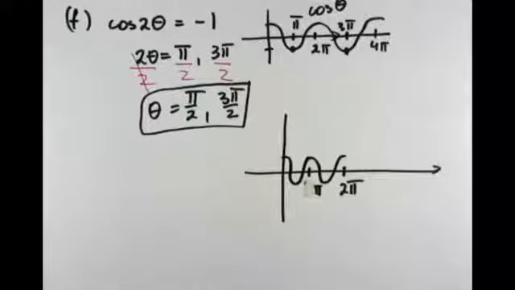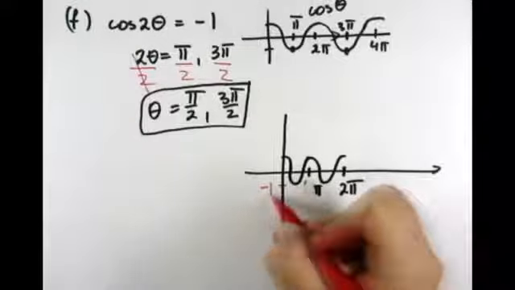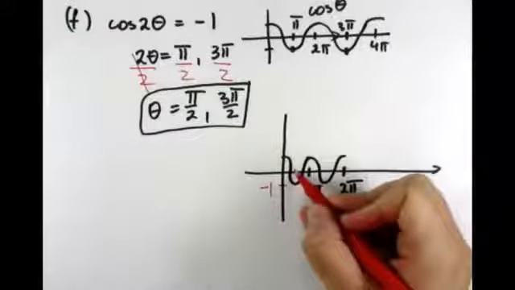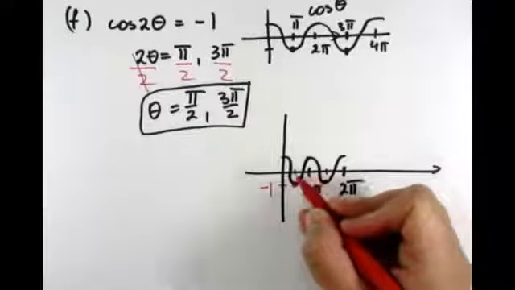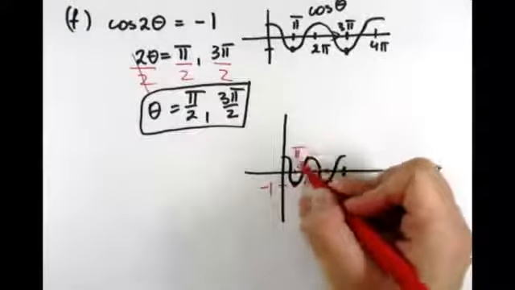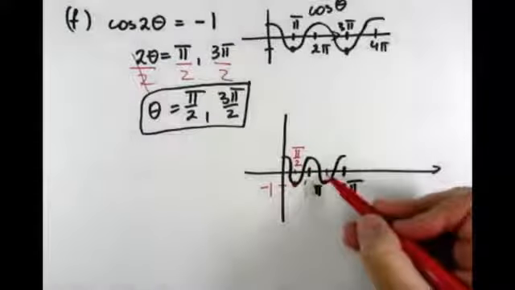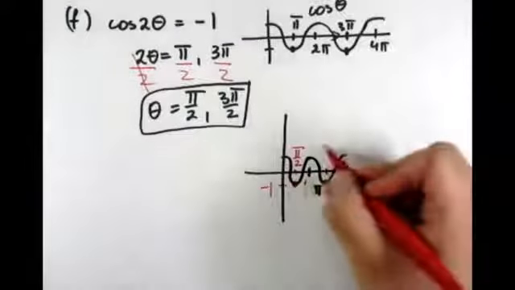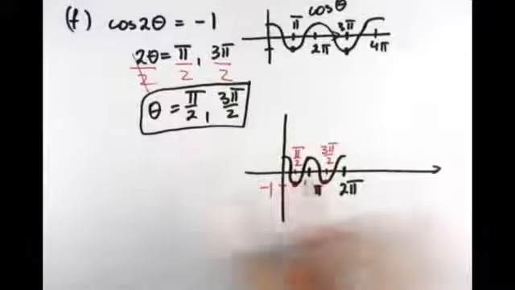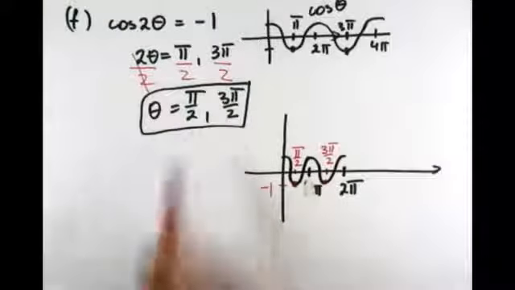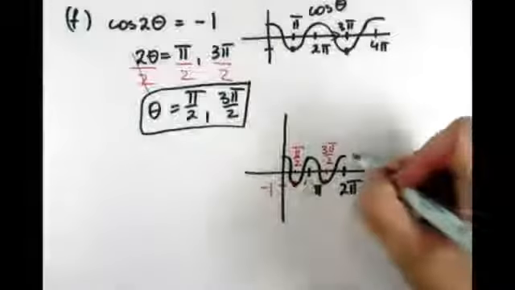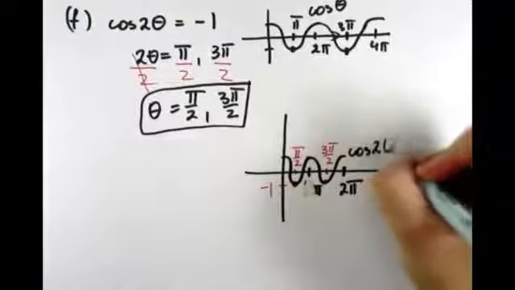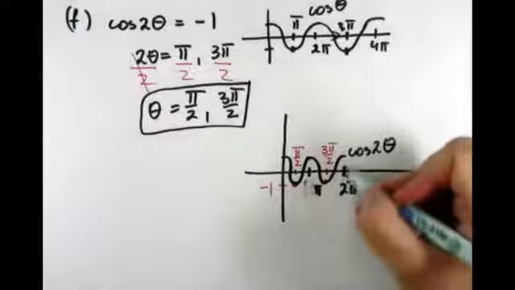So now if I check where is my cos equal to minus 1, minus 1 is right here. So that's this value and that's this value. So if here is pi, here's nothing else but pi over 2, and here's nothing else but 1 and a half pi. So this one is 3 pi over 2, and that's what we have for the solution. So this graph is cos 2 theta. This graph is squeezed.